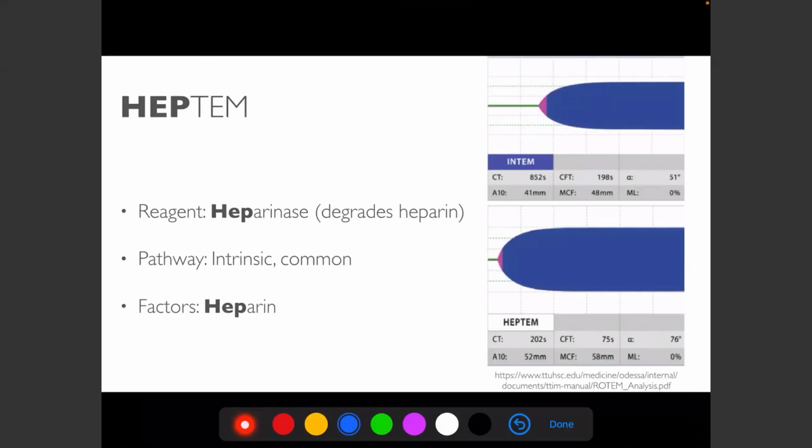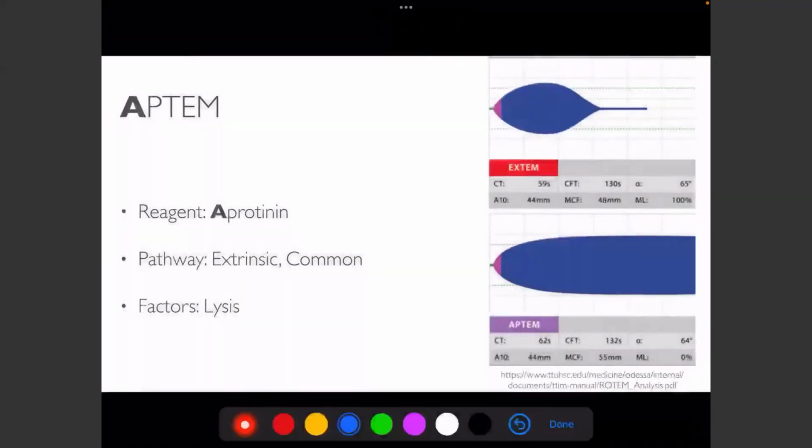Then the last one is your APTEM. It's named for aprotinin, but that doesn't really help you remember. It's just the one that blocks fibrinolysis. So the last one is the one that's not named really appropriately. That should match your XTEM normally. And if it doesn't, that means there's a hyperfibrinolysis going on, because if your APTEM normalizes, like in this one, and your XTEM is abnormal, it'll tell you that there's too much fibrinolysis going on, and then you can treat accordingly.